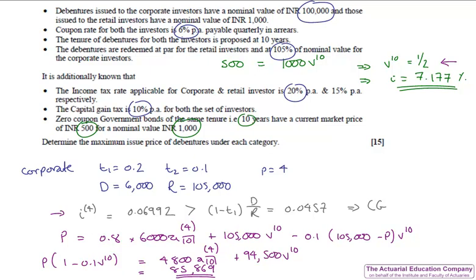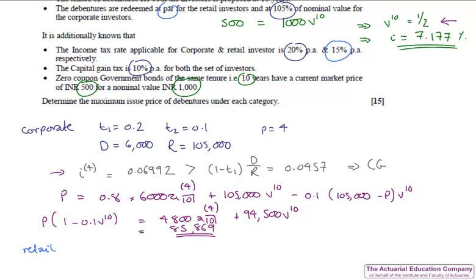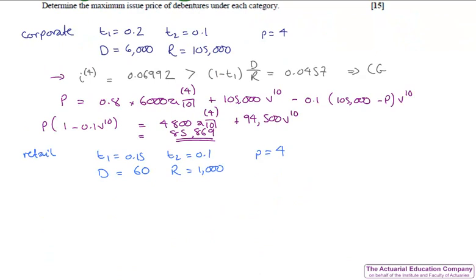Okay, let's now do the same thing, but for the retail investors. So the income tax is 15%, capital gains tax is again 10%, coupons are still paid quarterly. We're working with a nominal of 1,000. Coupons are still 6%, so 6% of 1,000 is 60, but it's redeemed at par, so we'll get 1,000 back. We need to carry out the capital gains test. i(4) is still the same as before, but the net coupons are now 0.051.